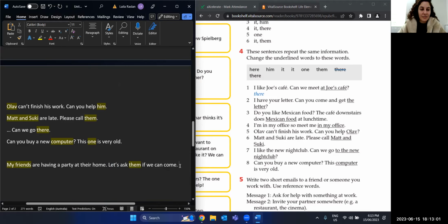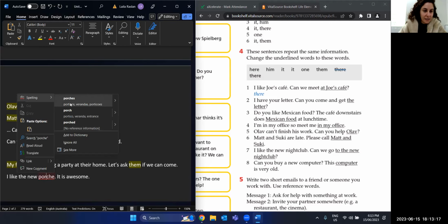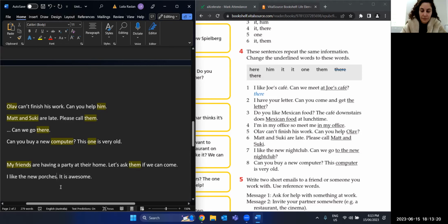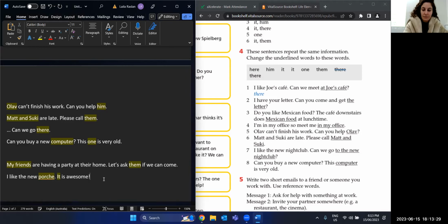Fernando. I like the new part. It is awesome. Yes, I like the new Porsche. It is awesome. So the new Porsche, a type of car. And we want to say it because it's singular. It's only just one. It is awesome. Perfect. Conrado. No, that's okay.